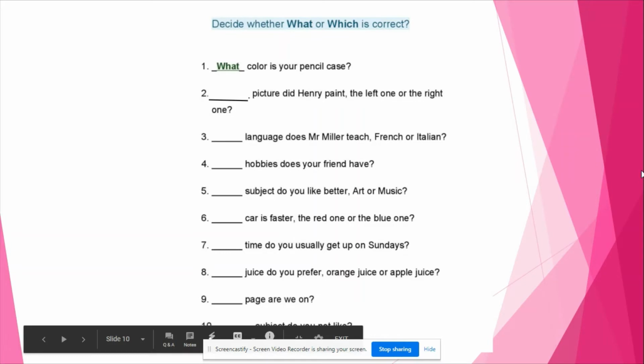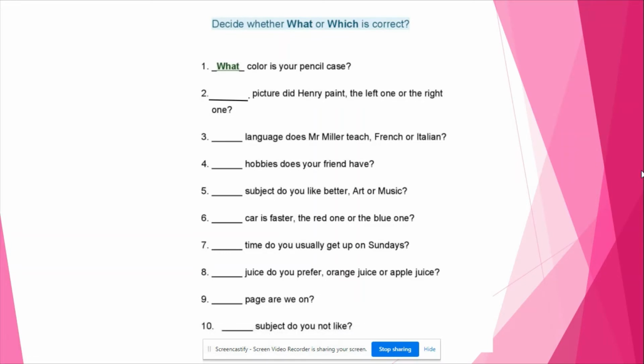Let's look at the second one. Blank picture did Henry paint? The left one or the right one? So we have a choice to make. And as we saw previously, we use the question word which when we are making choices. So, which picture did Henry paint? The left one or the right one? Once again, pause the video and complete the rest of the exercises. And don't forget to practice your pronunciation.